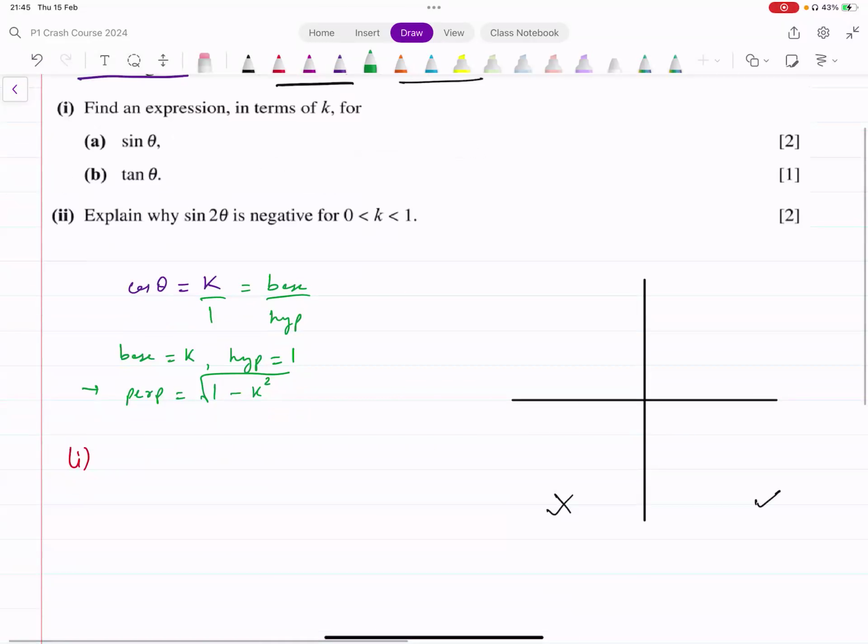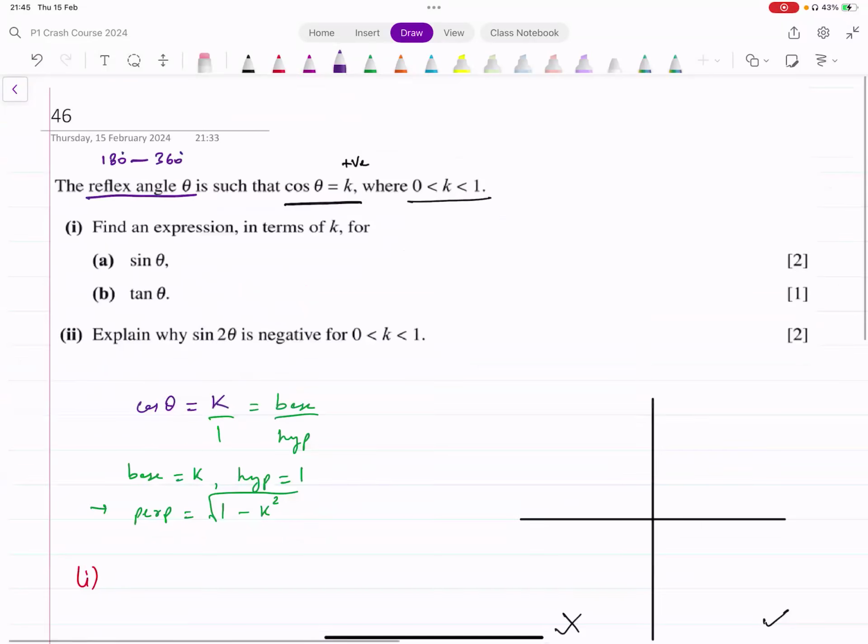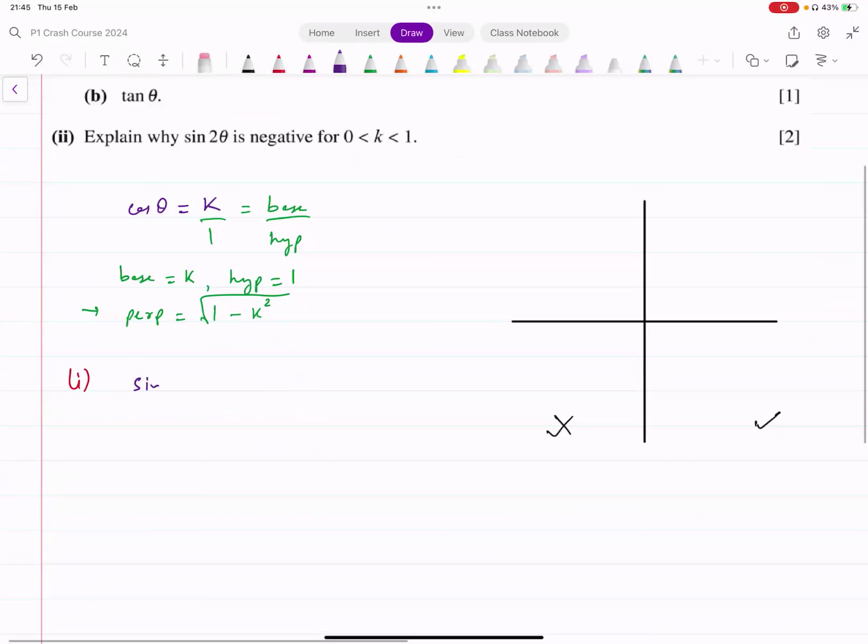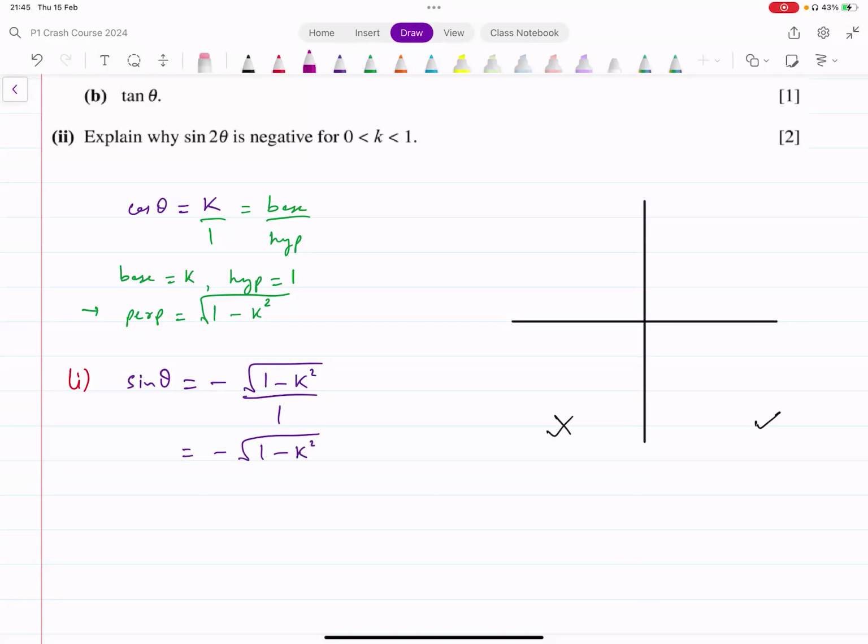Now it says find an expression in terms of k for sine theta. How is sine defined? Sine is perpendicular over hypotenuse. That means square root of 1 minus k squared divided by the hypotenuse, which is 1. Which quadrant are we in? We are in the fourth quadrant. In the fourth quadrant, sine is negative. So we put a negative sign there. And that gives us minus square root of 1 minus k squared.